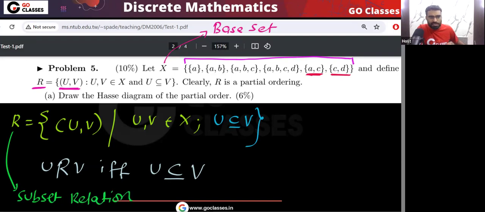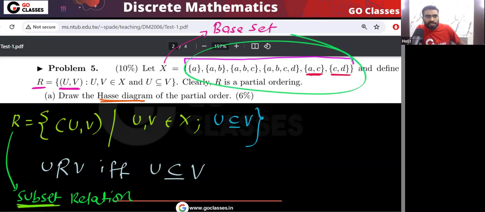In simple words, this is how you can understand. Now the question is saying to create the hash diagram. First of all, tell me: is the subset relation always a partial order relation? Yes, it is always a partial order relation if your base set contains sets.